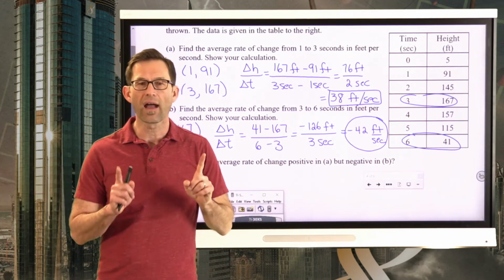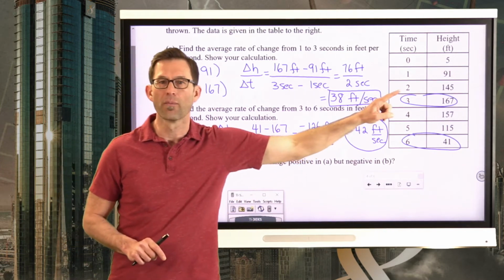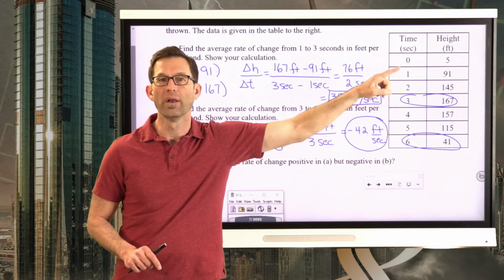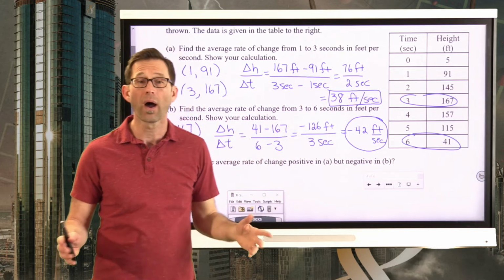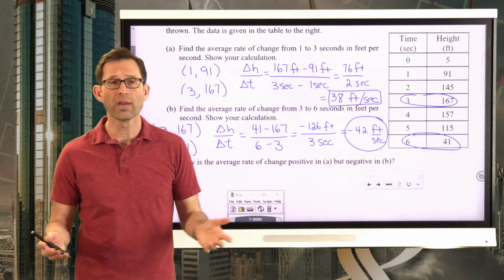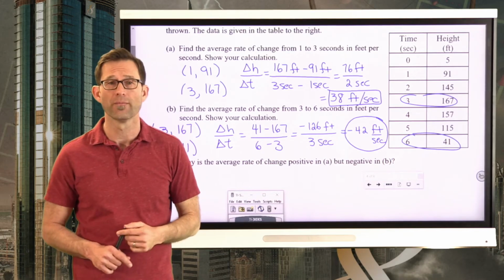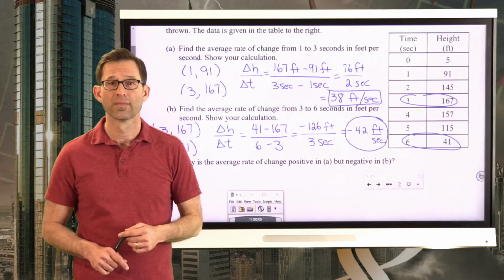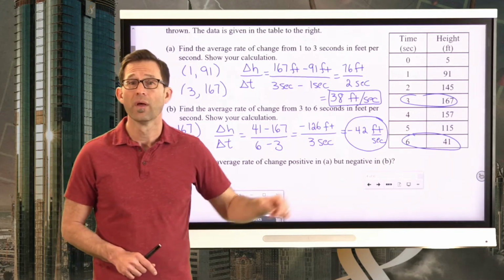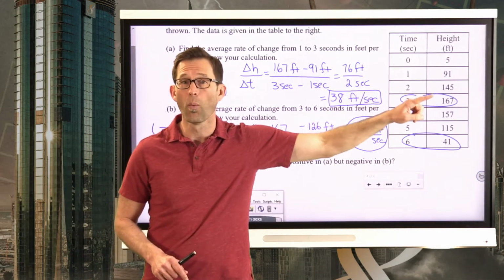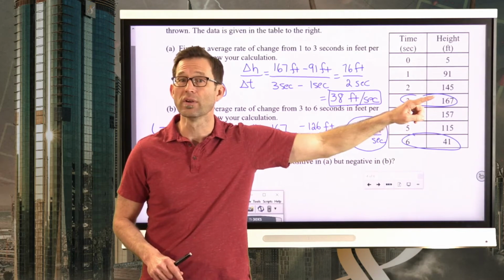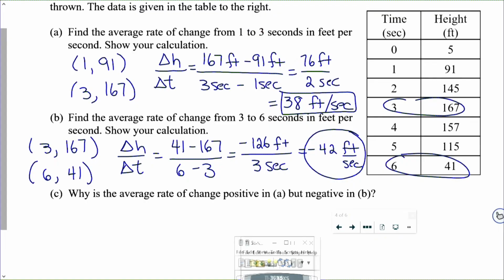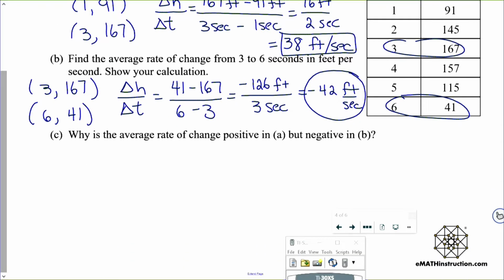Why is the average rate of change negative from 3 to 6, but it's positive from 1 to 3? Sorry, from 1 to 3. Why is that? Pause the video and write down just a real-world explanation for it. Well, it's pretty clear to me. The height is increasing from 1 to 3 seconds, and then it's decreasing from 3 to 6. And boy, is that important, right? That is the whole point here.